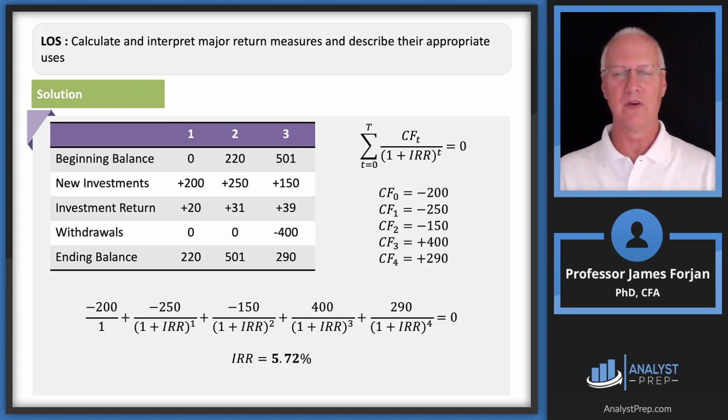but you're not going to do any of that stuff. So get out your calculator and hit your cash flow button. Enter those 5 cash flows in year 0 through 4, and then just hit your IRR button. You get 5.72.